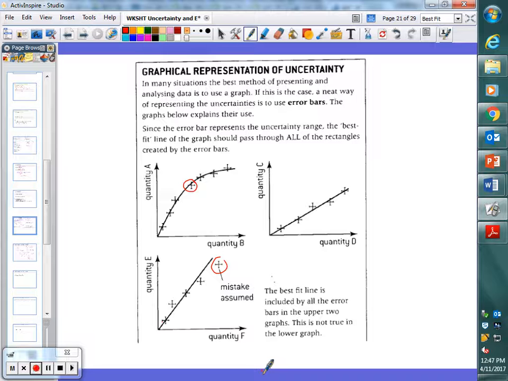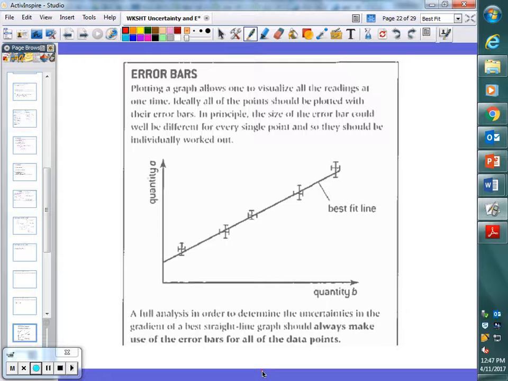When we then factor the uncertainty into making our graph, we have to show how that uncertainty affects the values that we can interpret or extrapolate from that graph, mainly slopes and intercepts, because a lot of times that's what we're looking for. So, error bars.